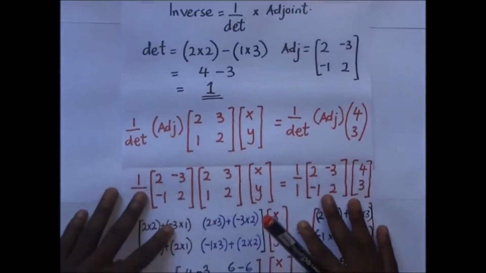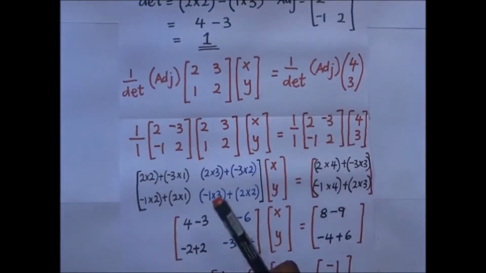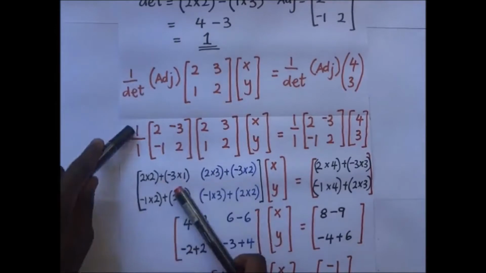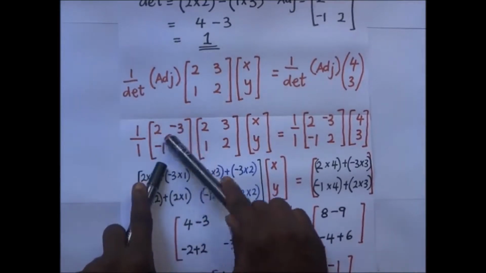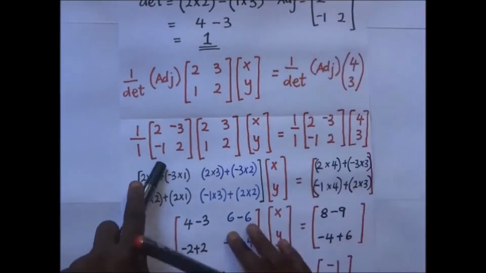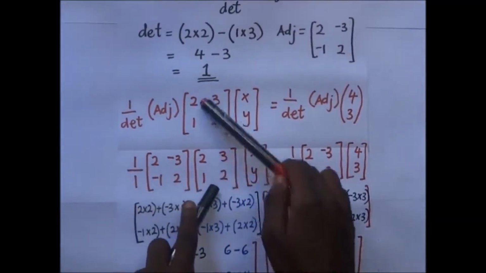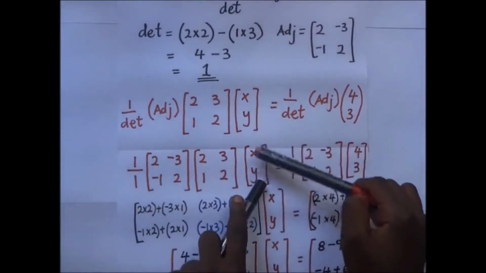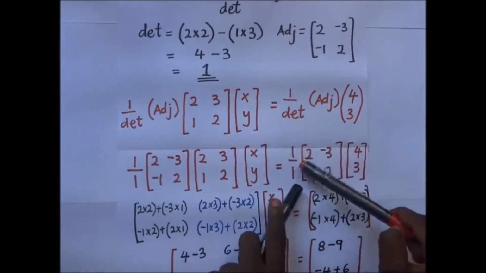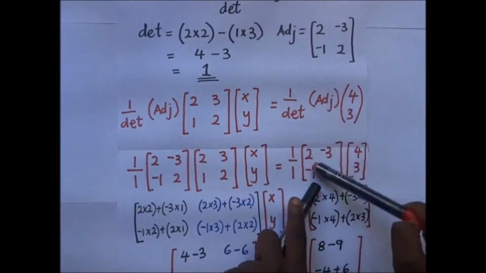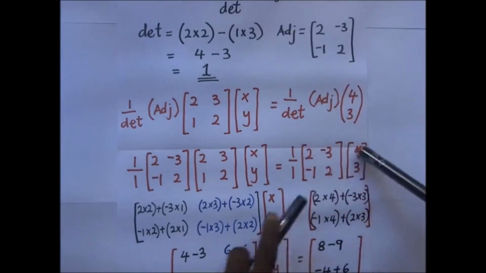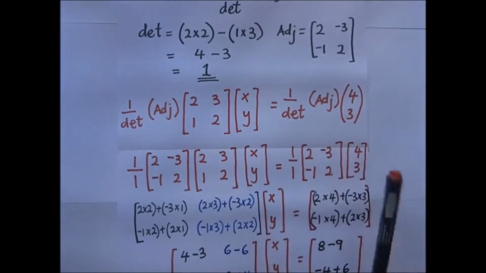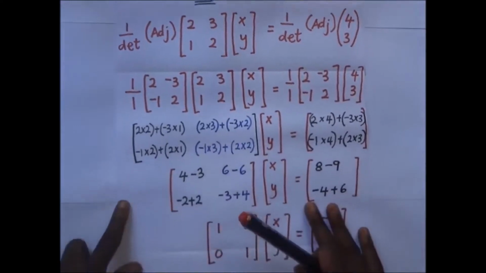So it's the substitution going on in the next step. 1 over determinant is 1 over 1. 1 is the determinant times the adjoint, which we already got here, times this, times that, is equal to 1 over determinant, which is 1 over 1, times our adjoint, which we already got as 2, -3, -1, 2, times 4, 3. Then the rest is math.